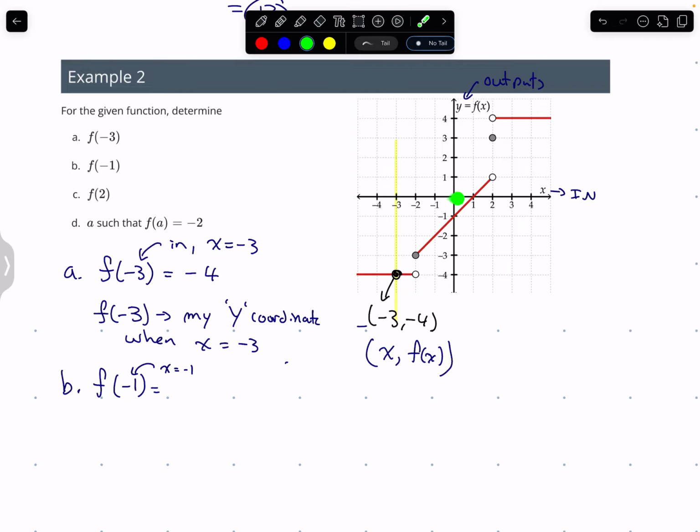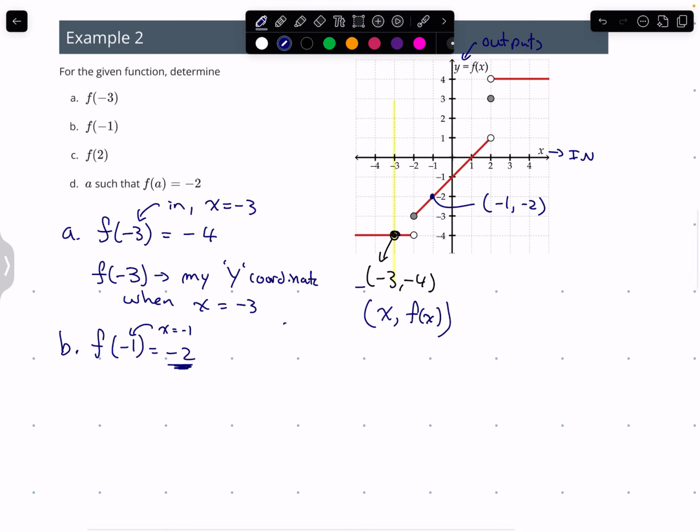I find an x value of -1, which would be here. I trace it down to my graph, and I see I intersect it right here. Where is right there? That's the coordinate -1, -2. So my corresponding y value to x equals -1 is -2, and that is what I define to be the output of my function here.